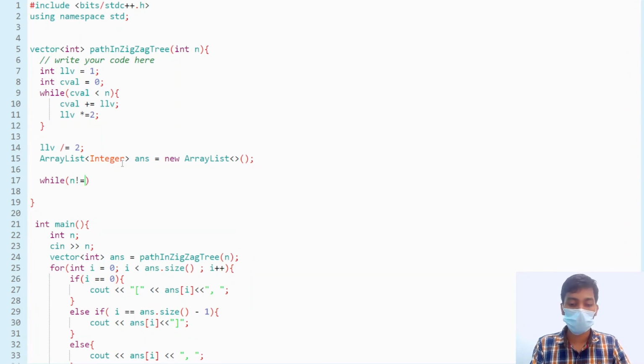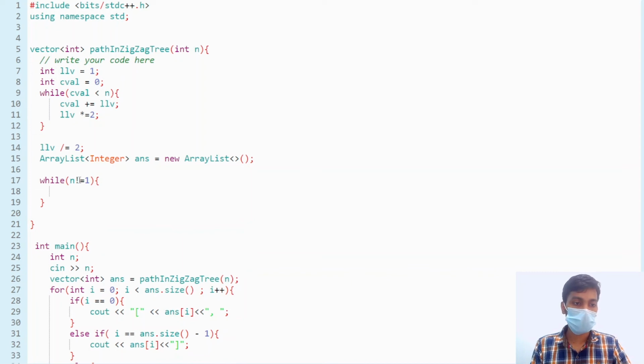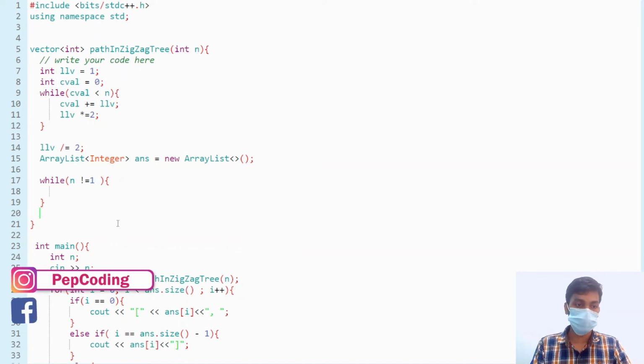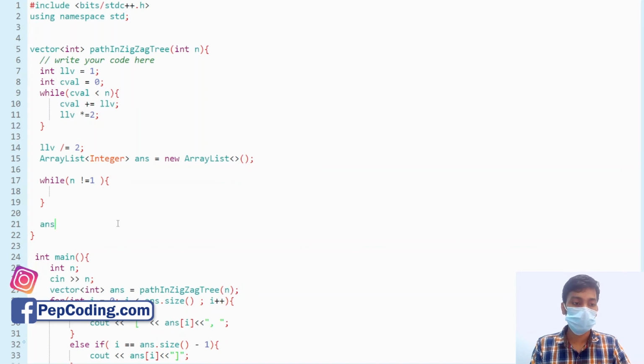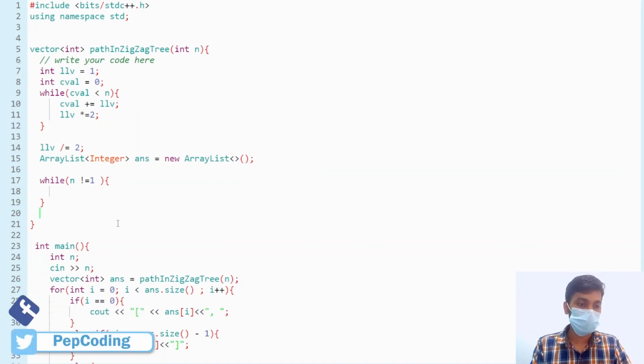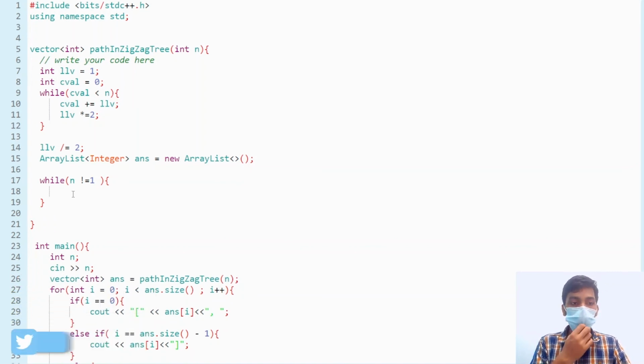So while n is not equal to 1, this means that we are not including 1 currently. After getting the answer, we have to include this 1 in our answer. So first let's do this. Or let's not do this. I'll show you the practical representation of how it is going to look if we don't add this 1.